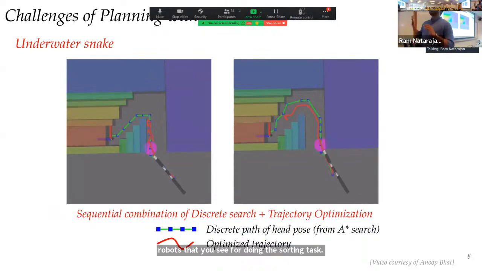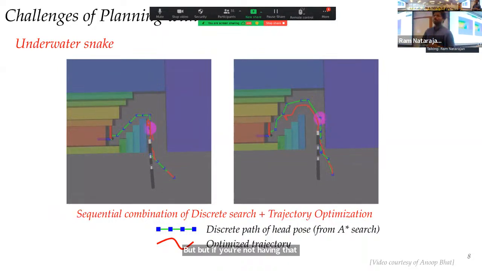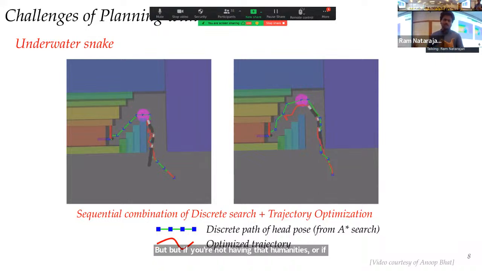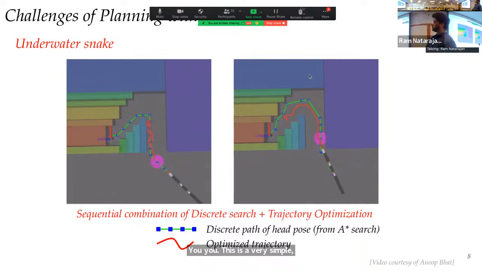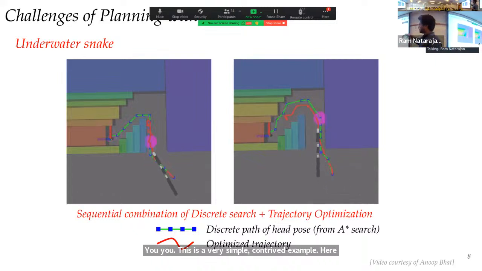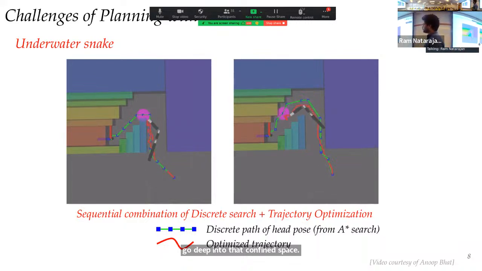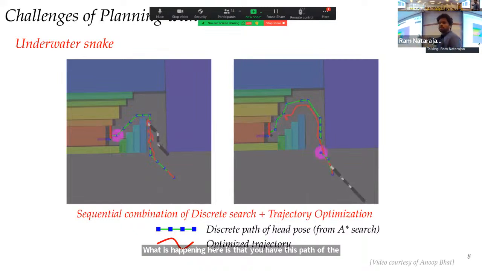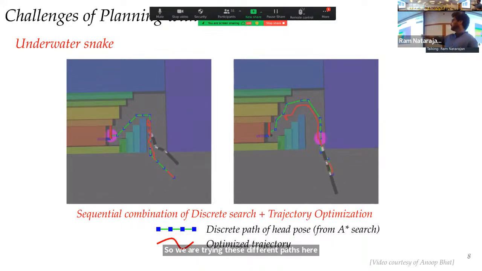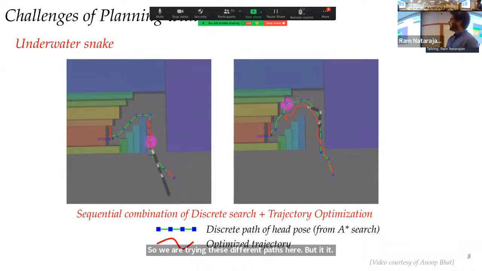But if you don't have that human expertise, or if you don't have the bidirectional communication, then things can get tricky very fast. This is a very simple contrived example. Here you have this underwater snake in simulation trying to go deep into that confined space. What is happening here is that you have this discrete path of the head pose that is pre-computed, and then you're trying to find a trajectory. We are trying these different seed paths here, but it turns out that none of them succeeds when you're doing this sequential operation.